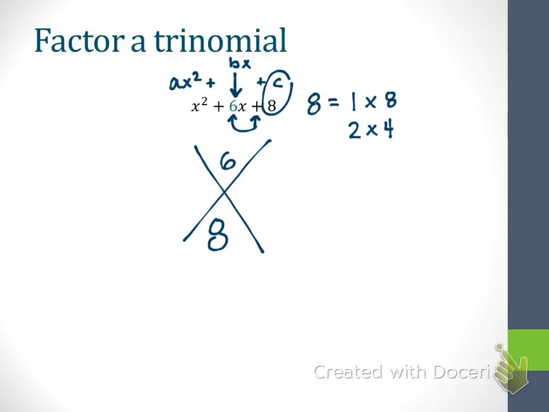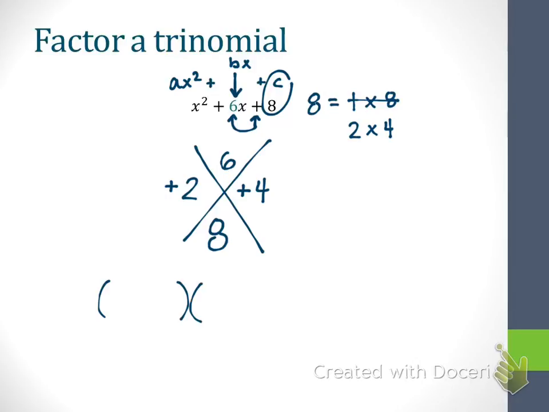So looking at this, 8 plus 1. Let's look at the factors right here. Does 8 plus 1 give me 6? Nope. So I know these cannot be my factors. Does 2 plus 4 give me 6? Yes. Because 6 is positive, I know it's going to be a positive 2 and a positive 4. I like to write the plus signs by it just so I know that it's going to be a positive. So this is how we write it, okay?